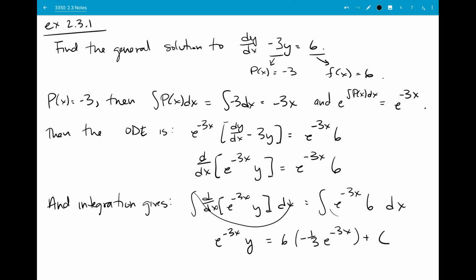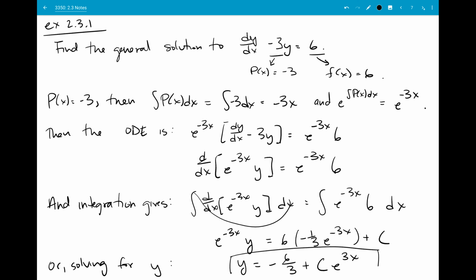To find that integral, that was just sort of an exponential integral. So you divide by the derivative you would get coming out of that integral. And probably the hardest part in this section is going to be integrating exponents, because I know that it's been a while since you thought about that. And then finally, we can just solve for y. So we've got y is equal to minus 6 over 3. E to the minus 3x divided by e to the minus 3x is just 1, plus c divided by e to the minus 3x, or times e to the positive 3x. Just like that.